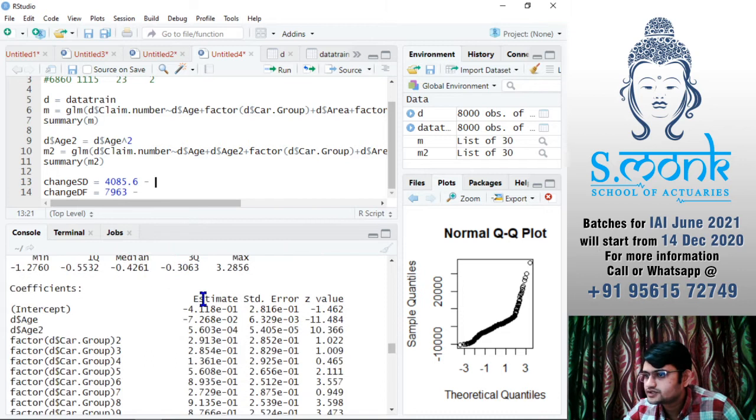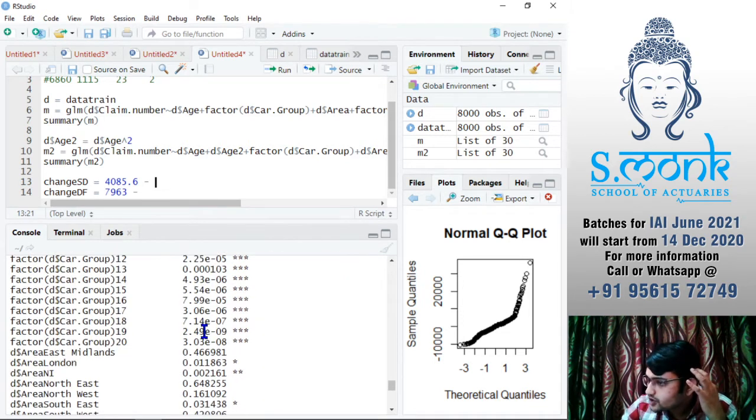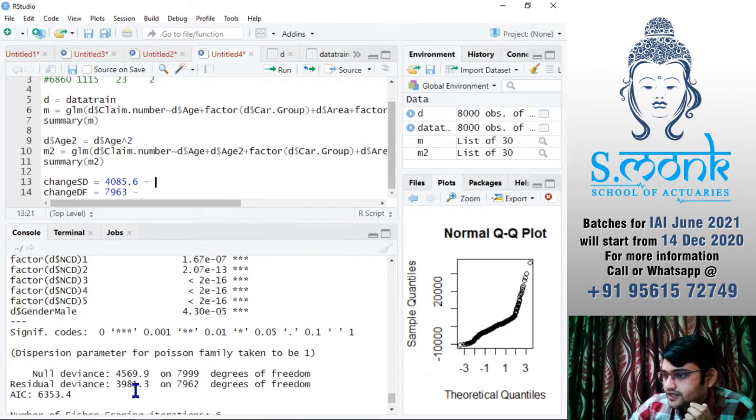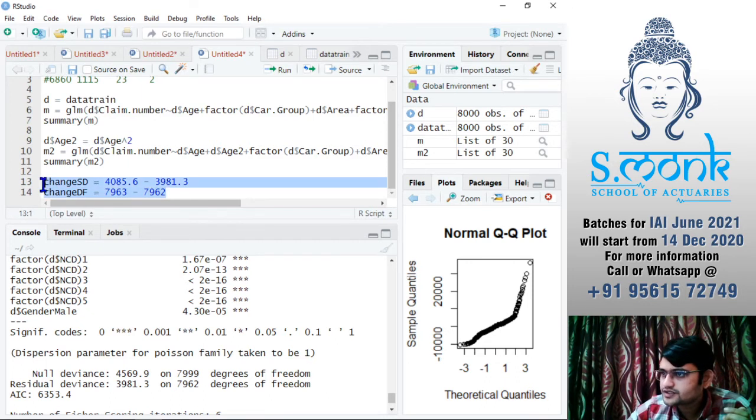So first let's go to our second model. The second model, this is our scale deviance. So we have 3981.3, and change in degree of freedom is 7962. Okay, just run this.